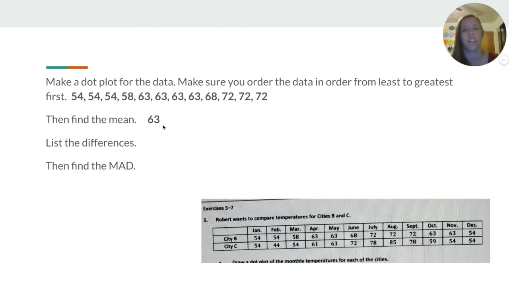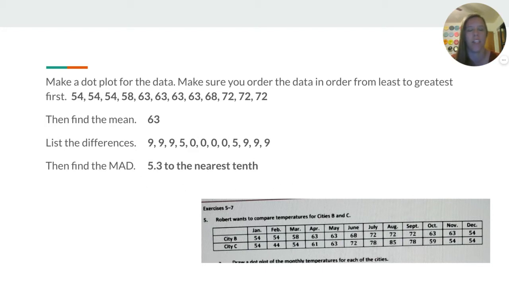Then list the differences from the mean. So just working from left to right: 9, 9, 5, some zeros, 5, and 9. Then we find the mean absolute deviation. And to do that, we add up these numbers and again divide by 12 because that's how many there are. So the mean absolute deviation is 5.3 to the nearest tenth.